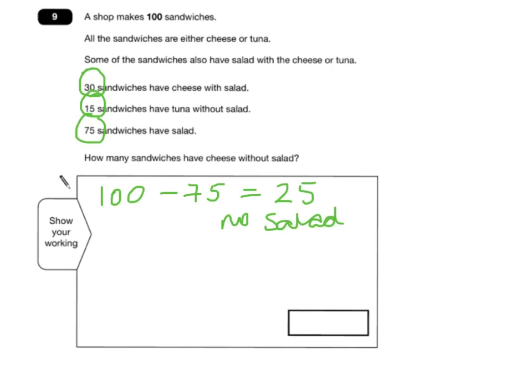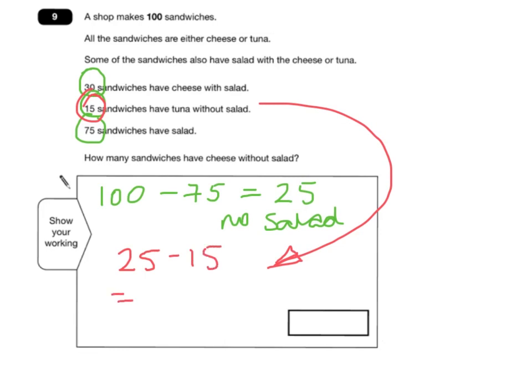Let's see what other facts we have. We know that 15 have tuna without salad, so 15 of those 25 have tuna in them. 25 minus 15 leaves us with 10, and those 10 must be the cheese sandwiches without salad.